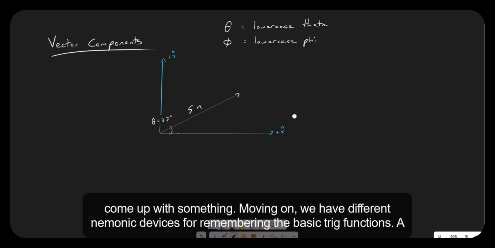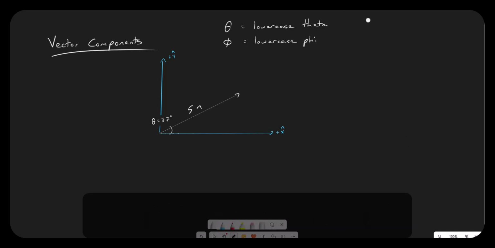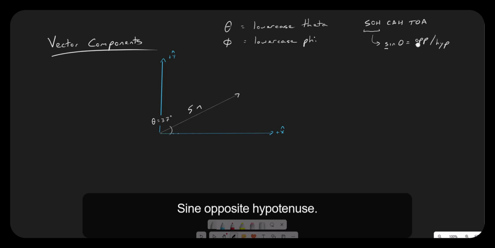Moving on, we have different mnemonic devices for remembering the basic trig functions. SOHCAHTOA is a popular one, which looks like this. The sine of an angle is the opposite over the hypotenuse. Sine, opposite, hypotenuse.